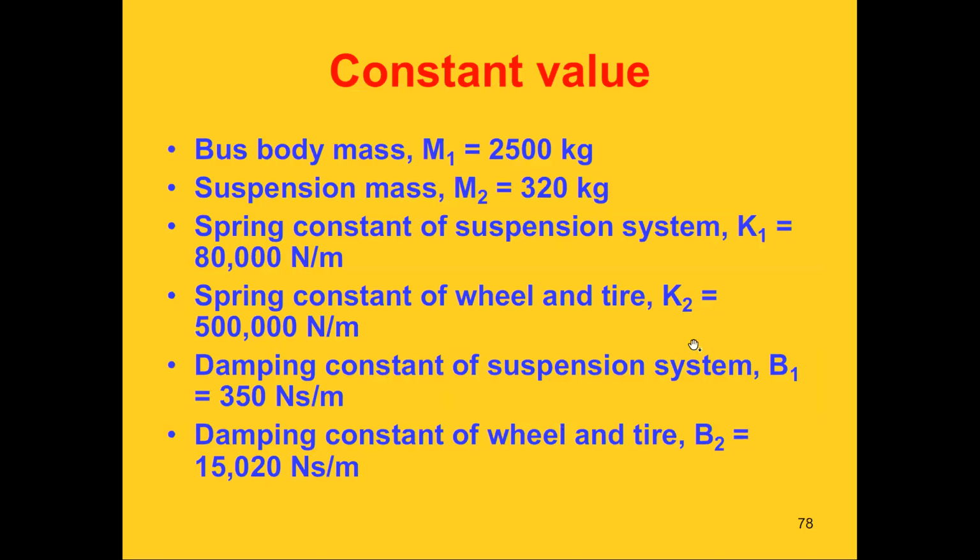And the values of M1, M2 are given: 2,500 kilogram for M1 and 320 kilogram for M2. Spring constant of suspension system, K1 is 80,000, K2 is 500,000. Damping constants B1 and B2 are given as shown in slide number 78.